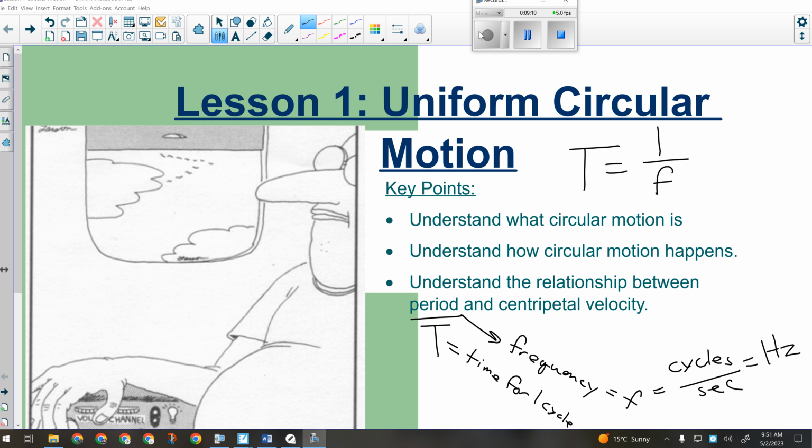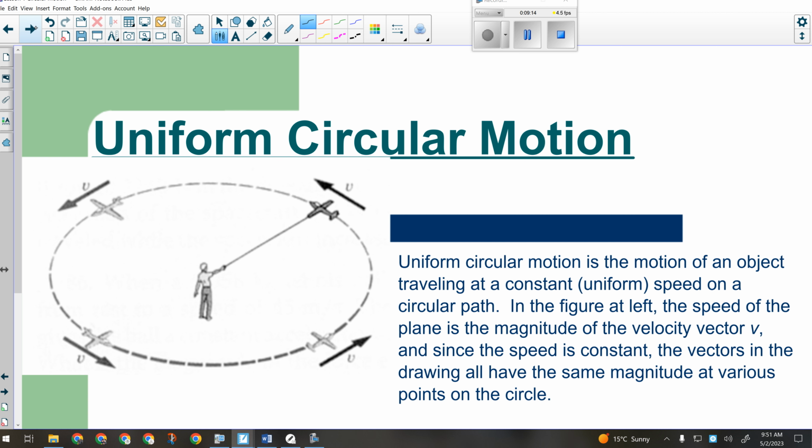Okay, is that making some sense? So, uniform circular motion means that the speed is constant, but the velocity changes. And it's not the magnitude of the velocity. The magnitude of the velocity stays constant. What's changing about the velocity? Its direction. It's moving in a circle, so the direction's always changing.